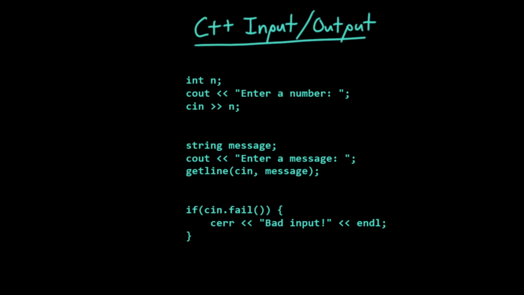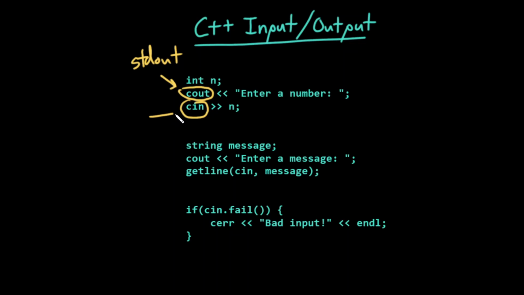Let's talk about input and output in C++. Prior to this, you should be familiar with input streams, output streams, and standard input, standard output, and standard error. In C++, our way of accessing standard output is via cout. So cout is our way of accessing standard output.